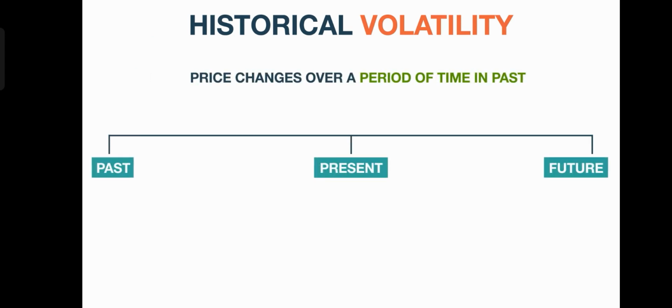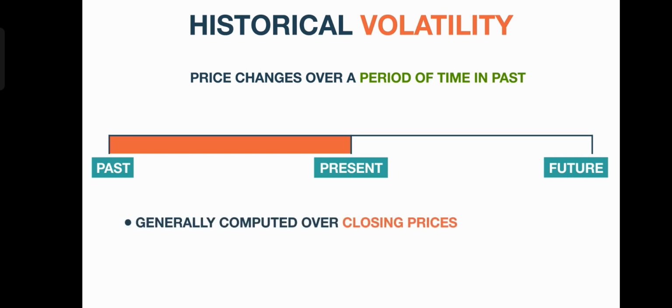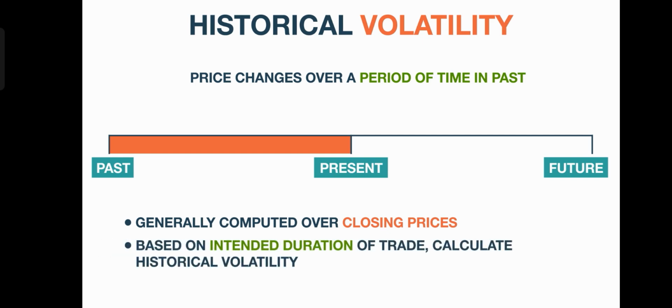Historical volatility gauges the fluctuations of underlying securities by measuring the price changes over a predetermined period of time in the past. The calculation can also be done on an intraday basis, but this process is generally done over the closing prices of securities. Based on the intended duration of the options trade, one can calculate the historical volatility.